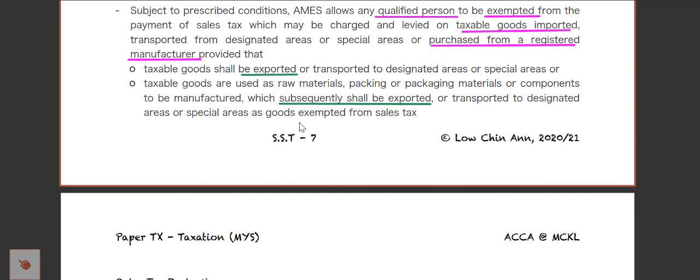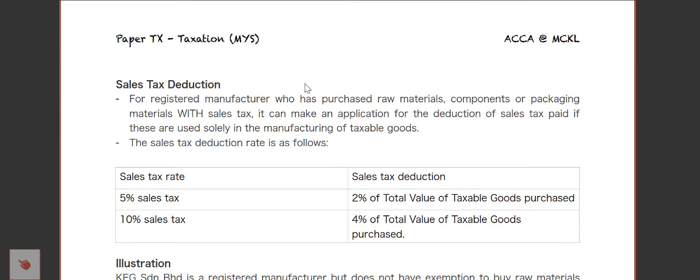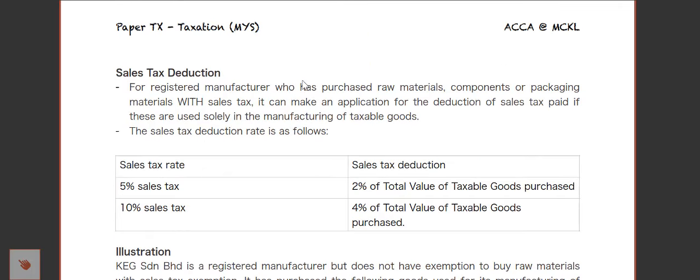Now that's what we call the Approved Major Exporter Scheme. It's basically a scheme where your products are mainly for export, then you can buy goods or material without sales tax. That's the basic idea. Okay, what is this sales tax deduction?